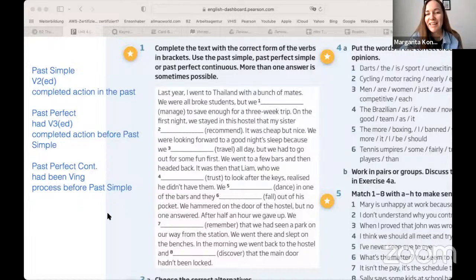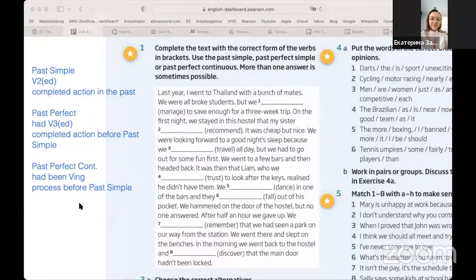Here we'll have a little story about Thailand. And I'd like you to read the story to yourself. Try to complete the story with the correct forms. You need to use past simple, past perfect, or past perfect continuous. Take your time and tell me when you're ready. Okay.